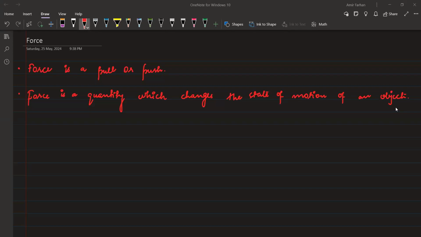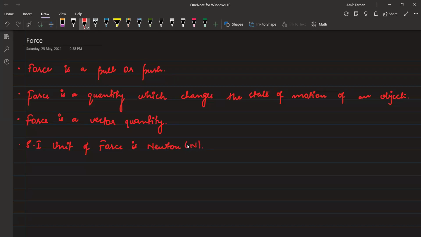Let's talk about the basic thing, that force is a vector quantity. It means it will have both magnitude and direction. The SI unit of force is Newton. Newton is the SI unit, given in honor of Sir Isaac Newton. Any doubts so far, Ayaan? No, I don't.